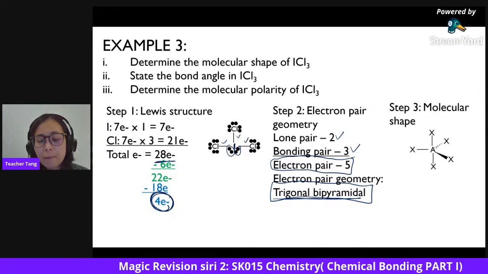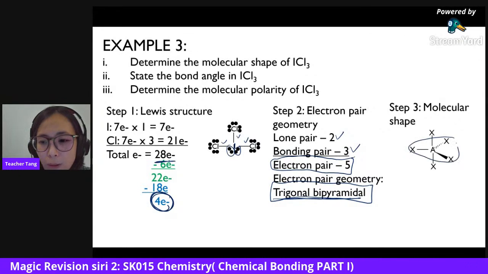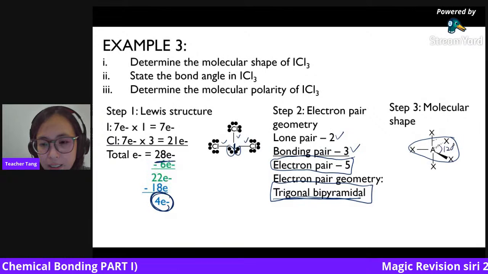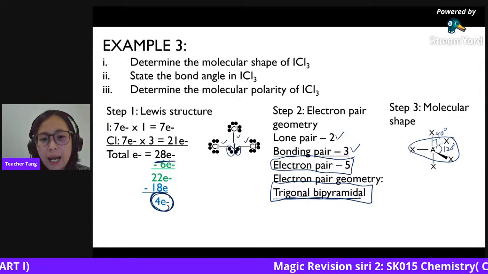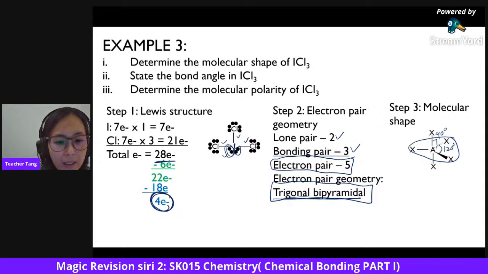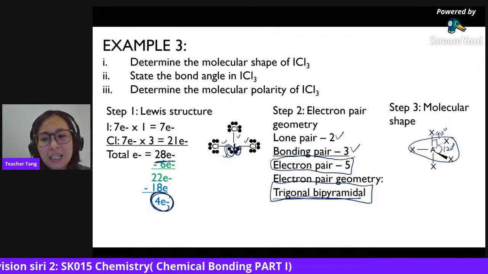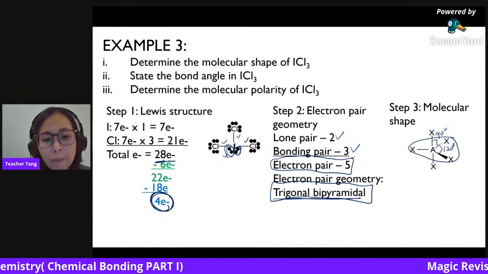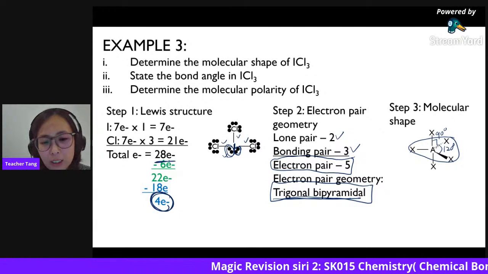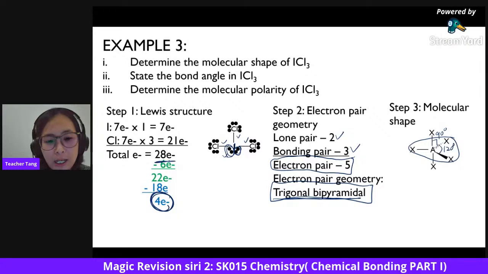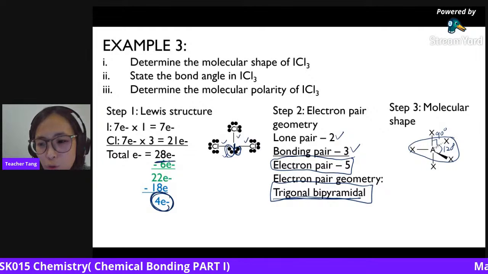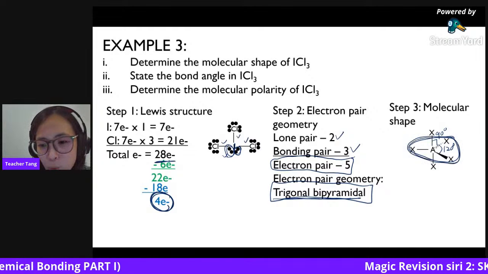So in trigonal bipyramidal, the equatorial plane has the angle 120 and the axial is 90 degrees. Okay, and then in ICl3, we have 2 lone pairs. Remember in the VSEPR theory, in order to minimize the repulsion, the electron pairs must stay as far apart as possible. So in trigonal bipyramidal, can you see that in order for the lone pairs to stay as far apart as possible, they should go to the equatorial plane with the angle 120 degrees.